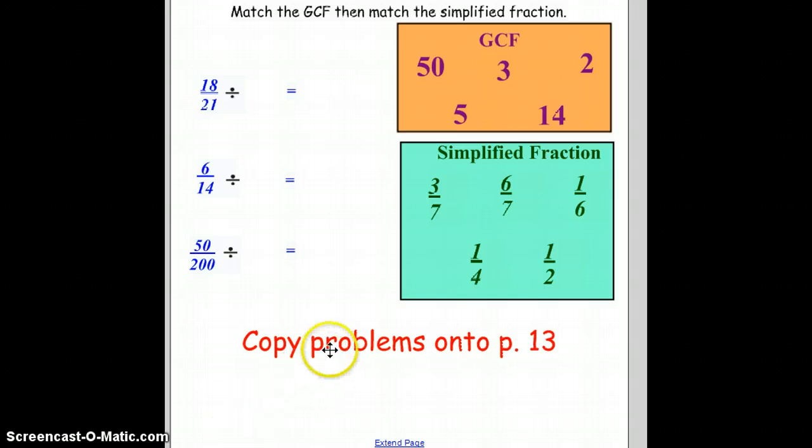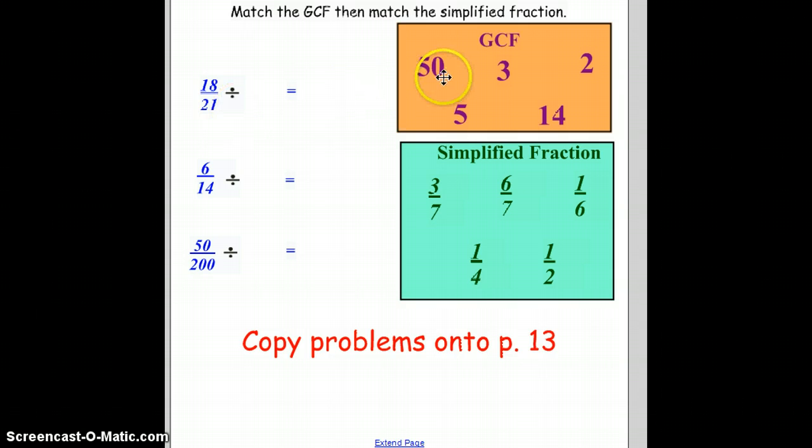In order to simplify fractions, we want to find the GCF, better known as the greatest common factor. To do that, we take our fraction, and we're going to look over here in this GCF box, and find the greatest factor that would go into both 18 and 21. Now let's think. What will go into 18 and 21?